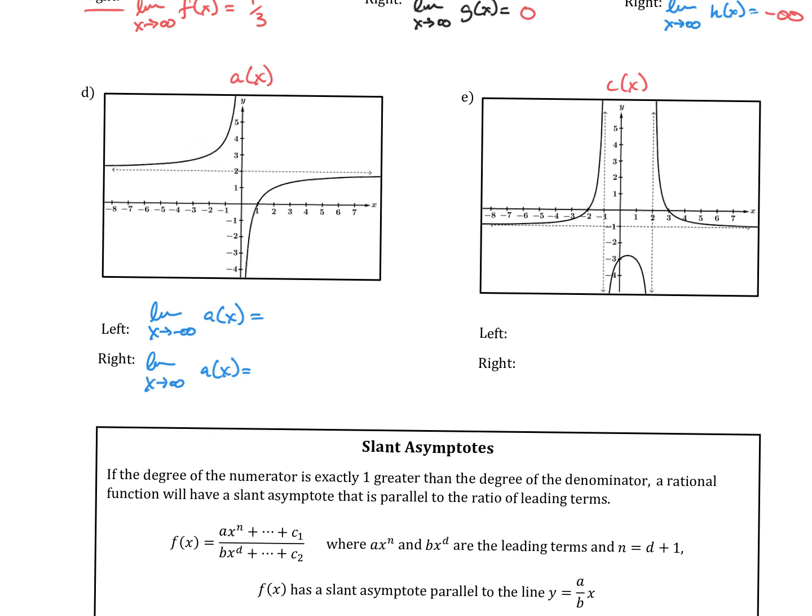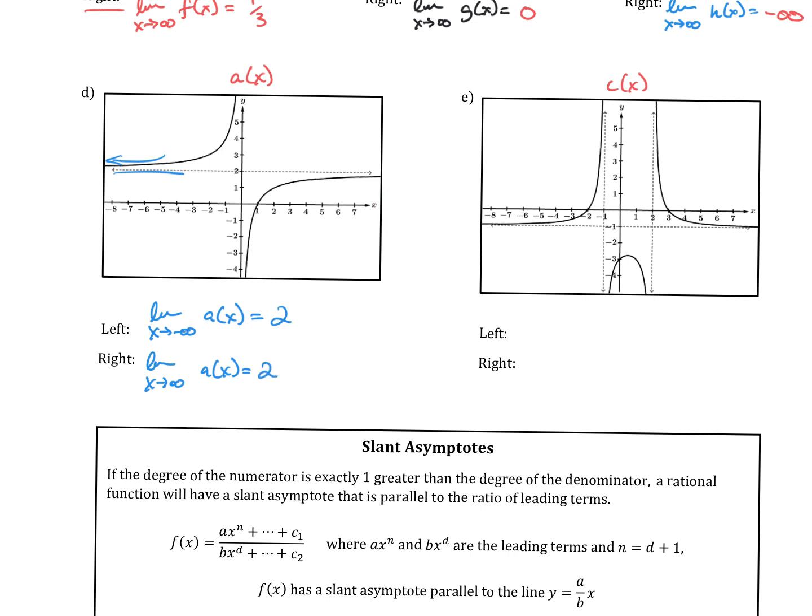It doesn't go down. As it moves left, where is it going? What number is it leveling off to? It goes to 2. It goes to 2 right there. And then as x approaches infinity, as it moves to the right, what number is it going to? 2.